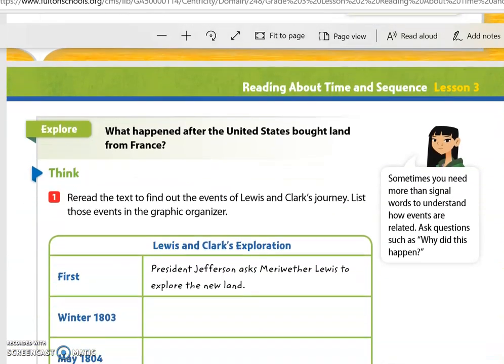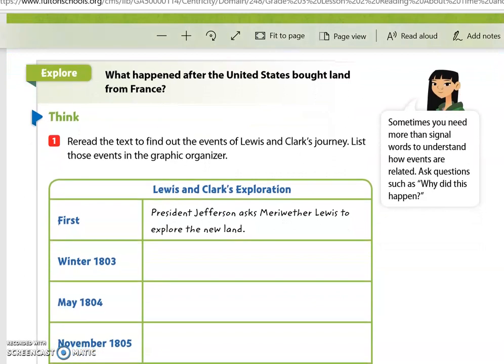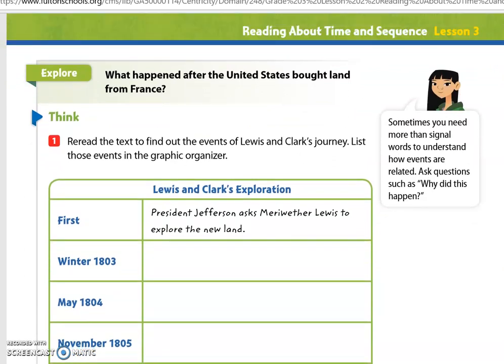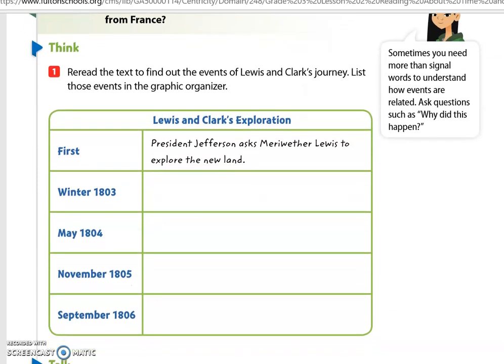Now let's look at page 41. As we explore, let's think about what happened after the United States bought land from France. Sometimes you need more than signal words to understand how events are related. Ask questions such as, why did this happen? Let's look at our think section.